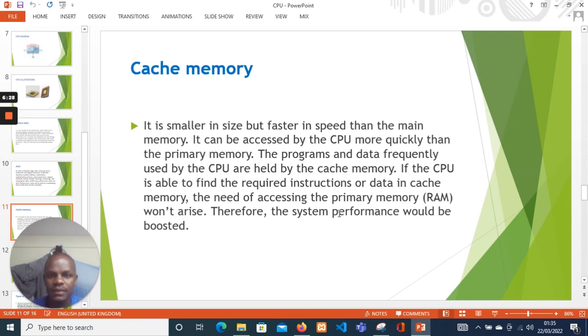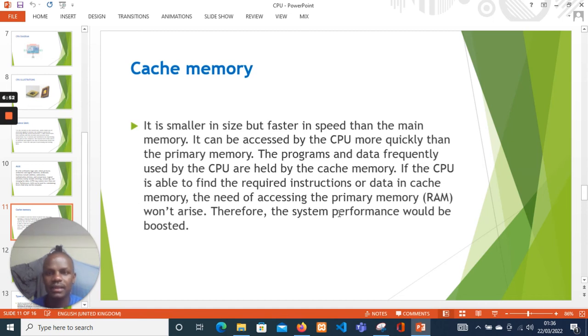So if the CPU is able to find the required instructions or data in the cache, the need of accessing the primary memory doesn't arise, because the cache memory is the first one to be accessed before the main memory or the primary memory. Therefore the system performance would be boosted.